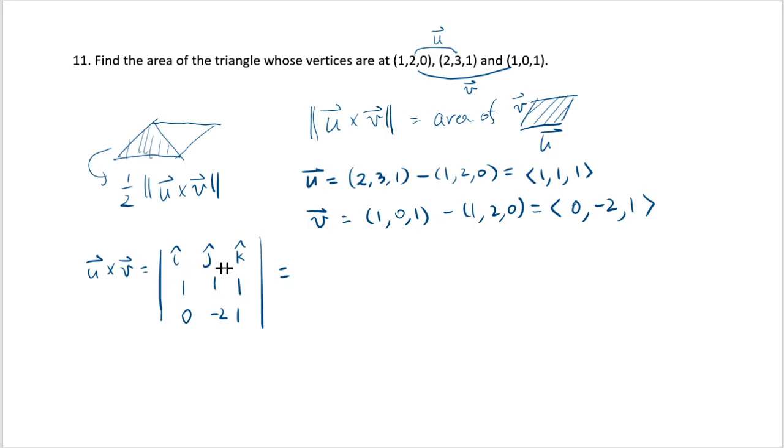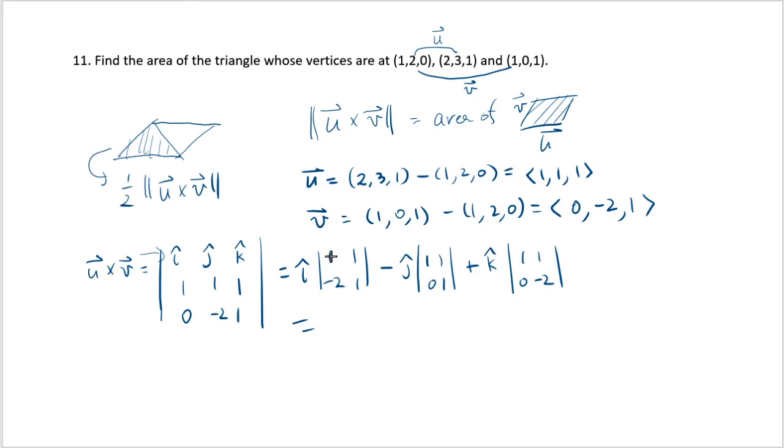Okay, so let's expand in the first row. I vector times the determinant of 1, 1, negative 2, 1. The checkerboard of signs goes plus, minus, plus, minus, plus, minus, plus, minus, plus. So J should have a minus in front, whereas K, you're back to plus. J would have, deleting the row and the column containing J, 1, 1, 0, 1. Then plus K, deleting the row and the column containing K, gives you 1, 1, 0, negative 2.